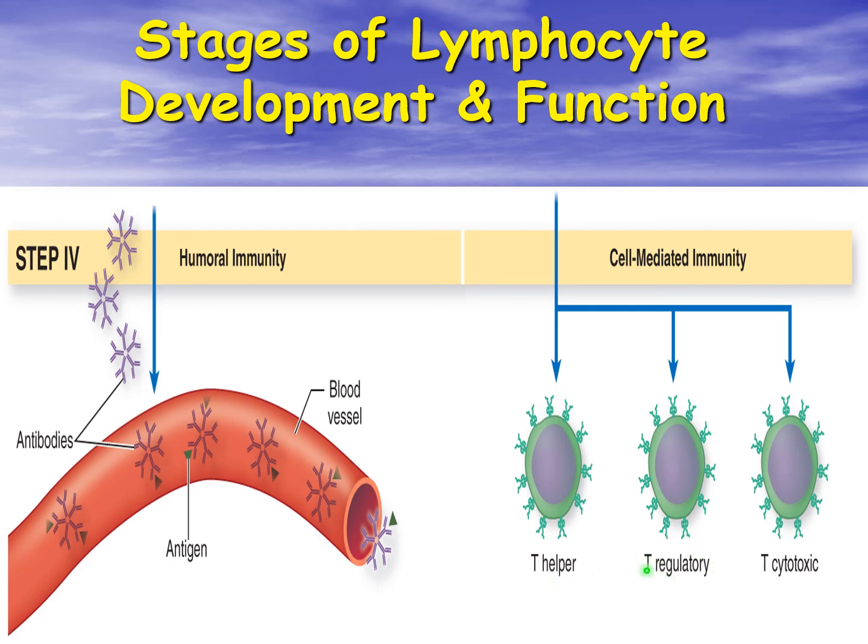Some will become T regulatory cells that, along with the B cells, will help regulate or actually stop the immune system once the antigen is dealt with, and then other T cells will be activated that are known as cytotoxic T cells, and these are the killer cells.